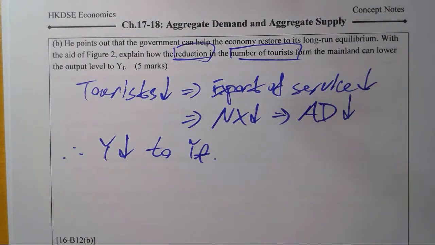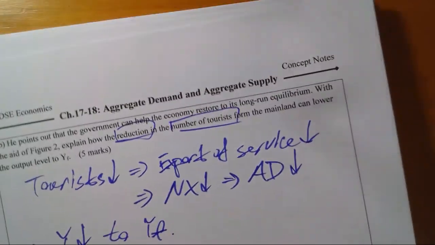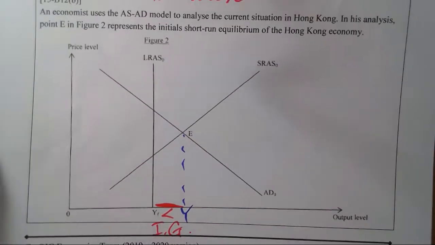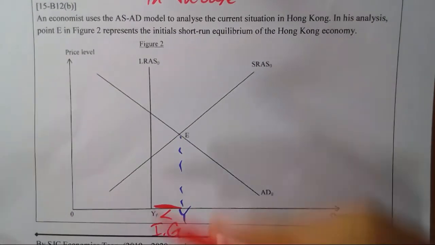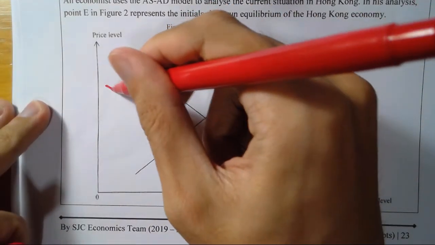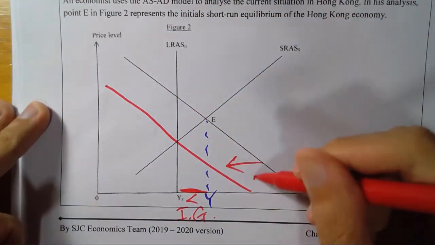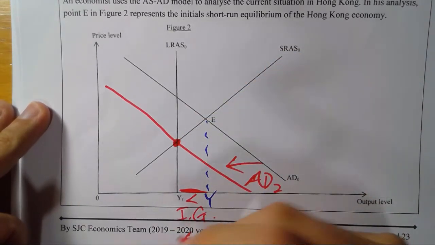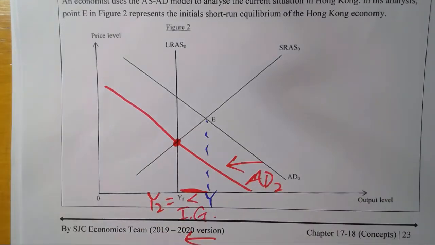OK, I won't say much about this, since we have it in our earlier notes. What about the diagram? Let's use their diagram. Now we mentioned AD decreases. Therefore, we need to drop AD back to here, YF, the output level. Just like this, AD2. Right? So it goes back to here. Y2 goes back to YF, the long run equilibrium. OK? Just like this. Nothing too difficult.